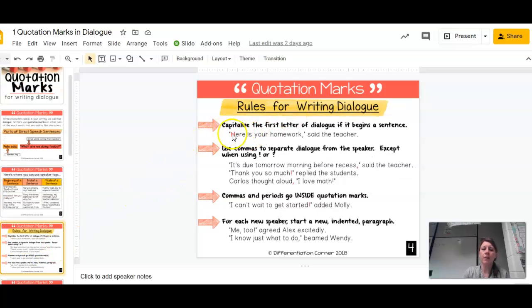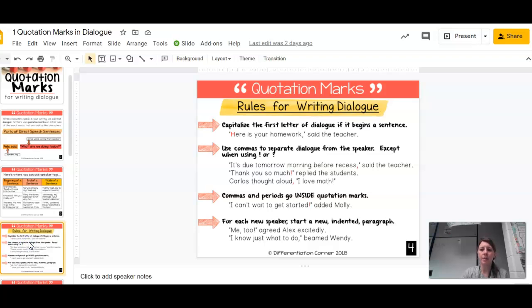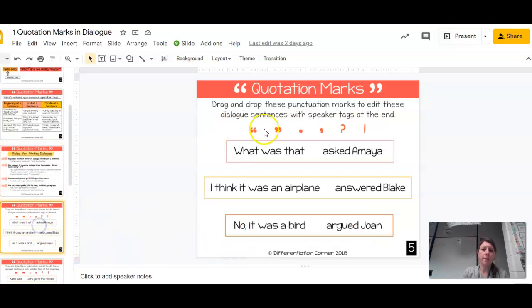So the rules for dialogue. Capitalize the first letter of the dialogue if it begins a sentence. Okay, so back where we were talking about the middle of a sentence, then you wouldn't capitalize the letter, but again, we're not going to focus on that type this week. Use commas to separate the dialogue from the speaker, except when using an exclamation point or a question mark. Commas and periods go inside the quotation marks. For each new speaker, start a new indented paragraph. So you'll indent each time. Let's look at some examples.